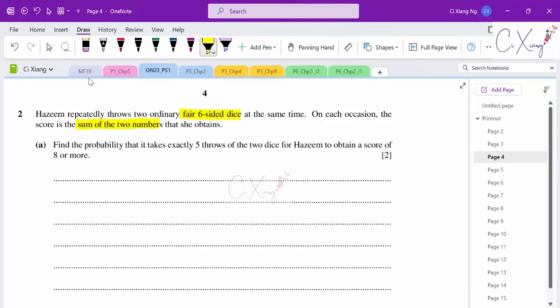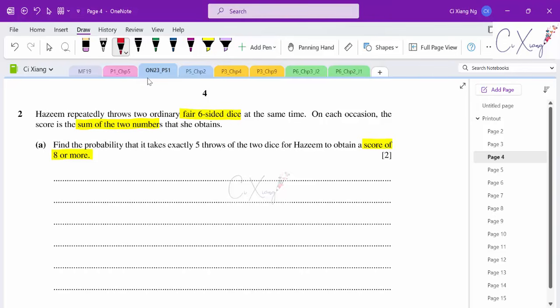Okay, so maybe first of all, we have to focus on this one first. She wants to obtain a score of 8 or more. So we need to find out this probability first before we can continue to find out some other probability that is requested by the question. So now let us focus on this one first. If she's throwing two fair six-sided dice, what's the probability of obtaining a score of 8 or more? There are many ways for you to find out the probability.